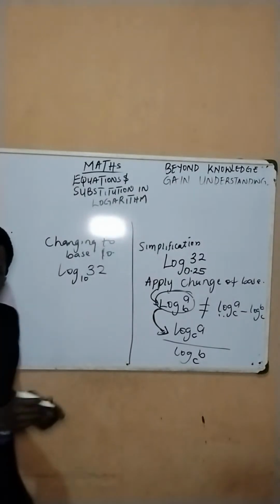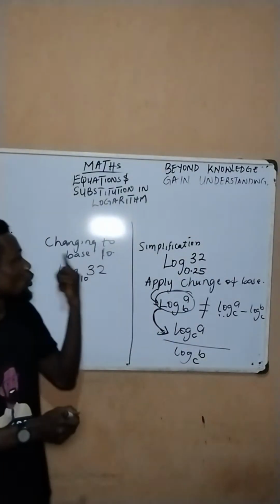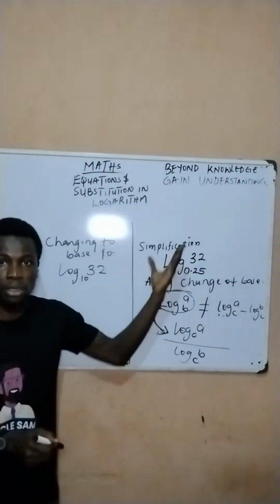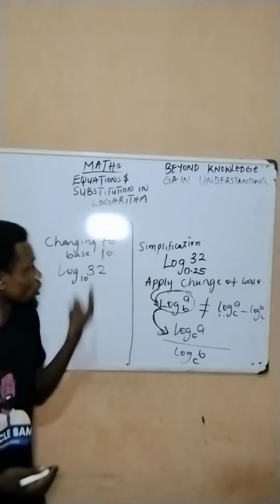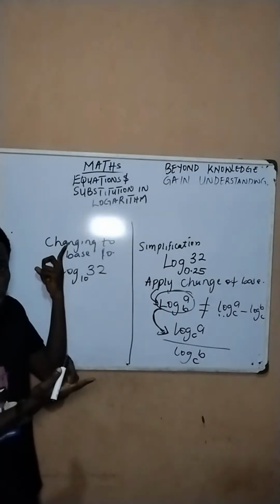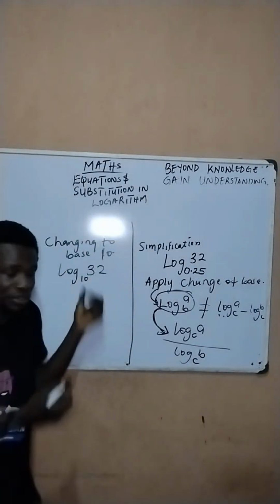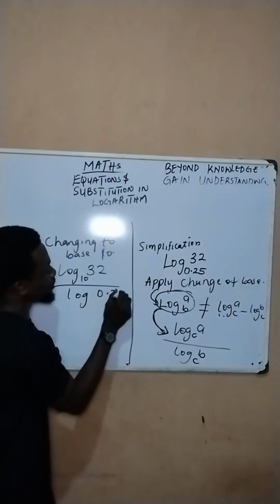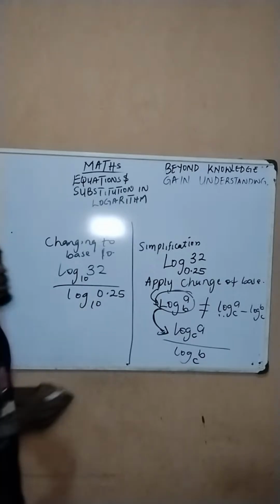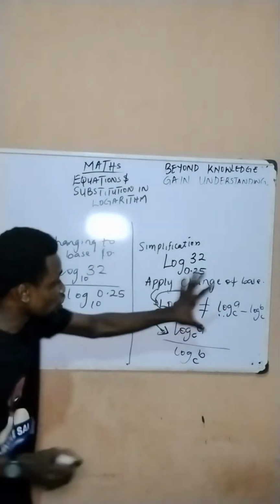So at this point, we're saying that we want to change this original expression, log 32 base 0.25, to now become what? A new base will be attached to them. The log will now have its own base of 10, and then the original base, 0.25, will now have its own base. So this is what it means to apply the change of base system.